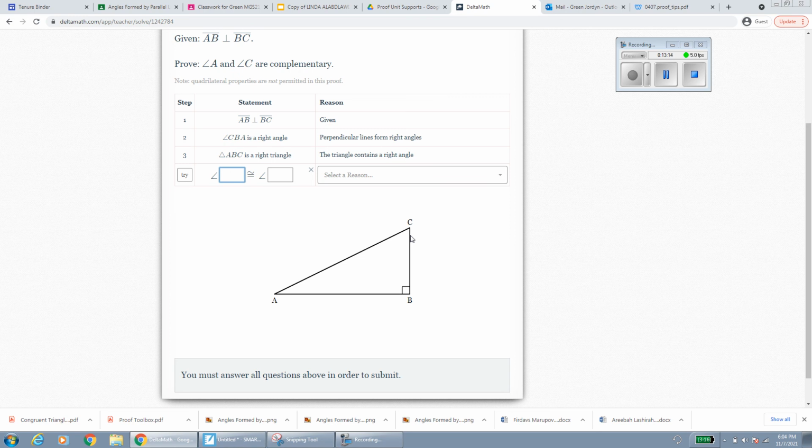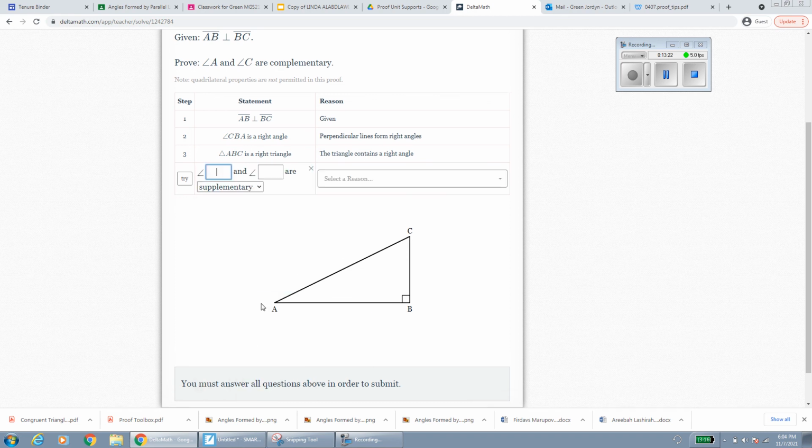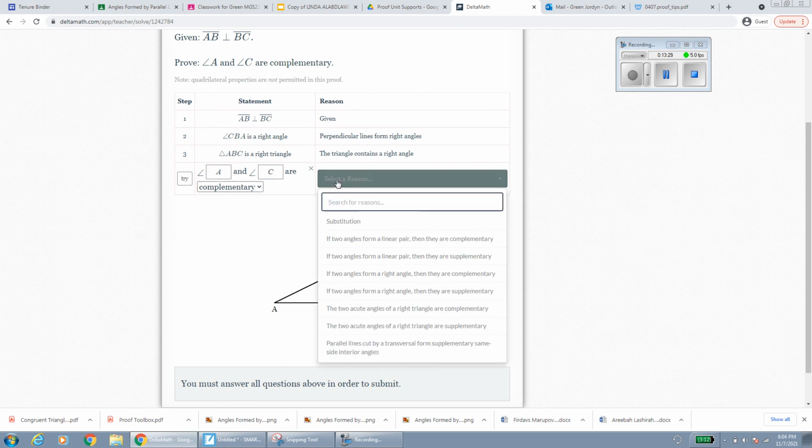So I'm going to now draw the conclusion that angle A and angle C, oh no, I didn't want to say they're congruent. I want to say they're complementary. Angle A and angle C are complementary. And let's see the reason. So we said it out loud, but let's try to find it here.